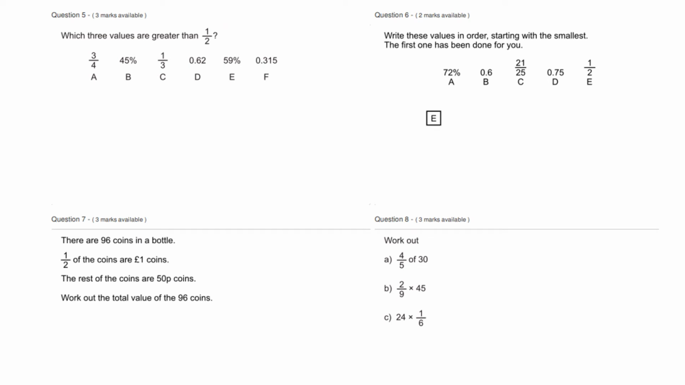For question 5, we want 3 values which are greater than a half. So you might just know this, you might look at them and know what a half is, and be able to pick out the ones which are bigger than that. If you're not sure, for the fractions you could draw a circle and draw them. So for example, that would be 3/4 there. And then you can decide if that looks like more than a half or not.